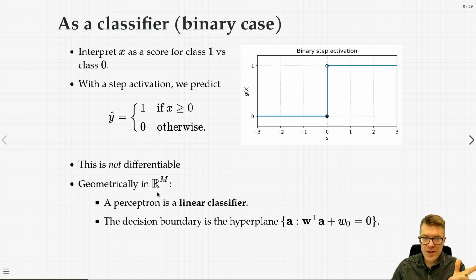So geometrically, in the space of m-dimensional real-valued numbers, remember m is just the size of the inputs, like the cardinality of the inputs, this perceptron is a linear classifier, and the decision boundary is this hyperplane defined by the same old traditional function.